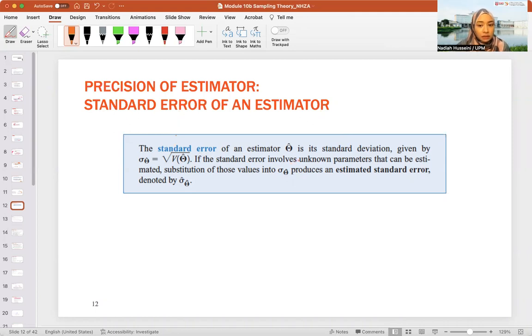Given by this, it equals the square root of the variance of your estimator. If the standard error involves unknown parameters that can be estimated, substitution of those values into this produces an estimated standard error denoted by, okay, this is like a very lengthy definition.